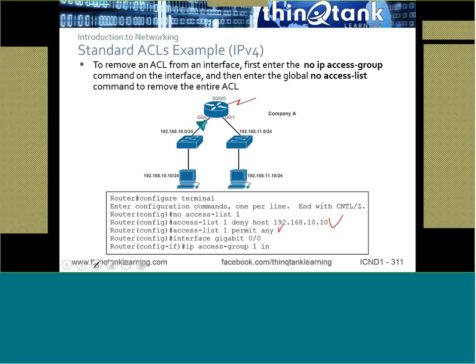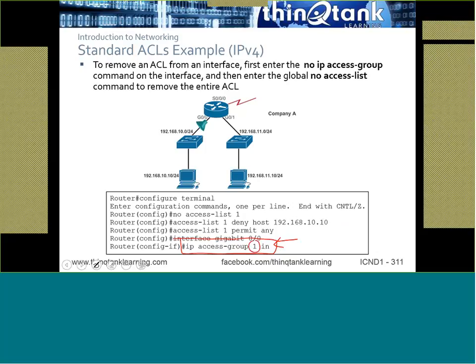Follow along here, guys. The first step in developing and creating an access list is to create the access list globally. But that doesn't do anything. If you just did that and nothing else, that access list doesn't do anything. The second step is to apply the access list to the interface. And we do that with the ip access-group command.